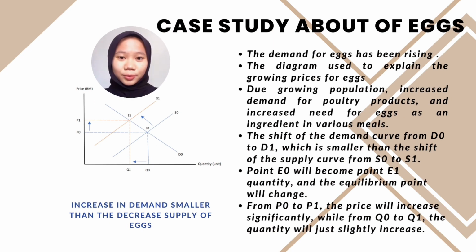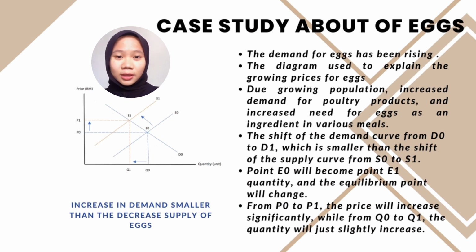The market equilibrium diagram can be used to explain the growing price of chicken and eggs. Due to the growing population, increased demand for poultry products, and increased need for eggs as an ingredient in various meals, the demand for chicken and eggs has been rising. The limited space available for poultry production and the increasing cost of producing eggs have both constrained the supply of chicken and eggs. As a result, the supply has not kept up with demand, pushing up costs.